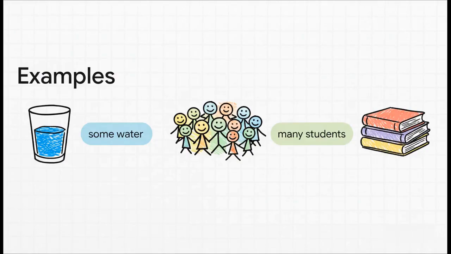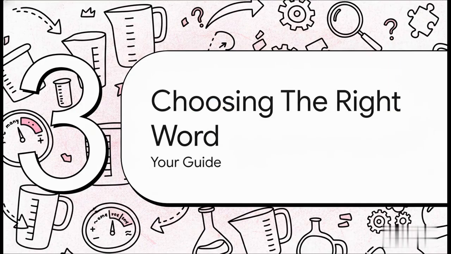See, we don't just say water, we get more specific and say some water. We don't just say students, we say many students. These little words make a huge difference in what we're trying to say. Okay, now we're at the most important part. How do you actually pick the right word? Well, it all comes down to two simple rules. Think of this next section as your personal guide to using these words like a pro.